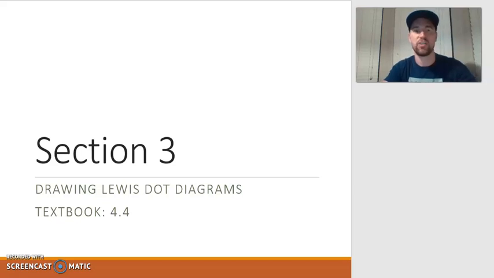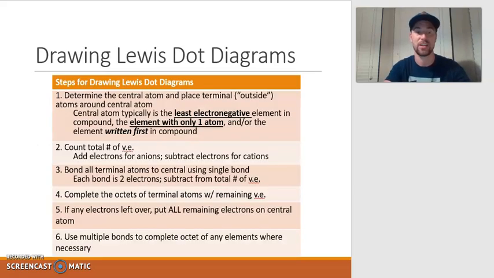We now move on to section 3, which is by far the largest chunk of topic 6. Most of the stuff we do in this section is going to be as many practice problems as we can possibly get. In the first video, we're going to cover the rules and the steps for writing Lewis dot structures. And then if we have to, in the second video, we're just going to do as many examples as we possibly can. So let's go ahead and get started.